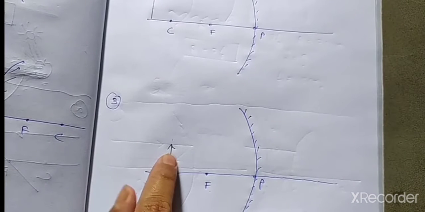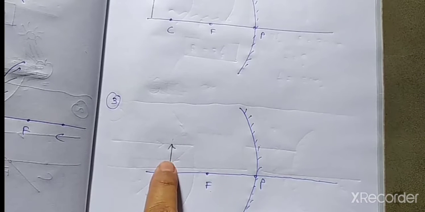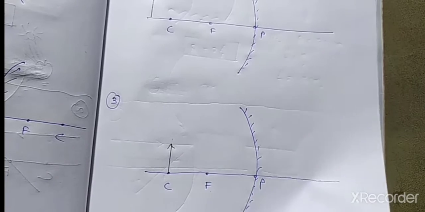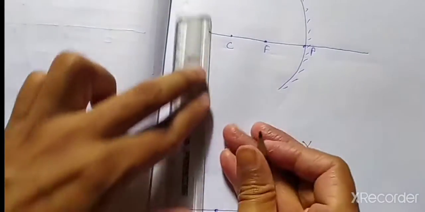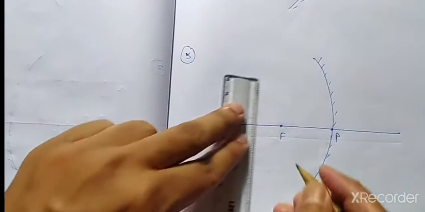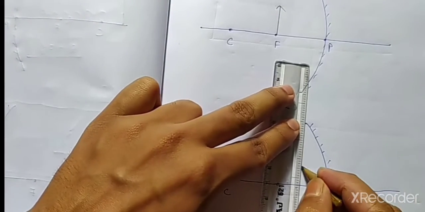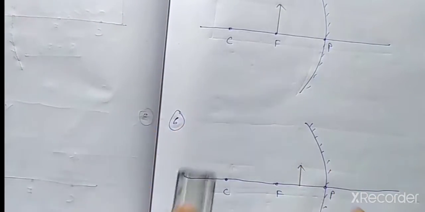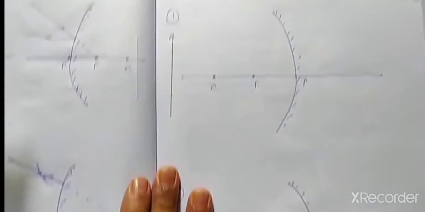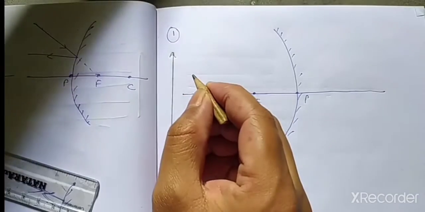Third is beyond C, and the fourth is in between the center of the curvature and focus, in the middle of the center of the curvature and focus. And the fifth is we are keeping the lamp at the focus. And the sixth figure we are keeping the lamp in between the principal axis and focus. Okay, here first we are keeping the lamp in infinity position.